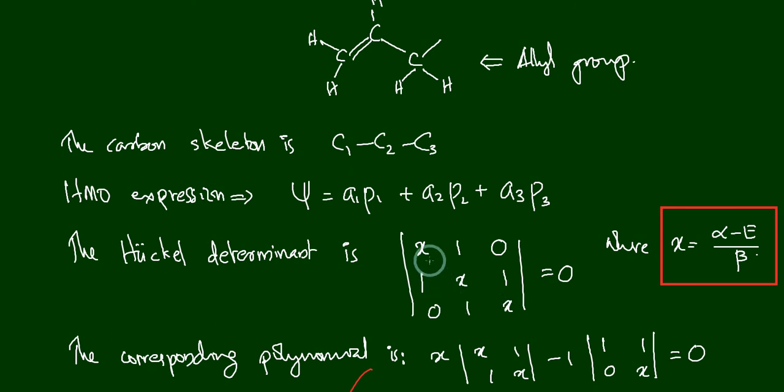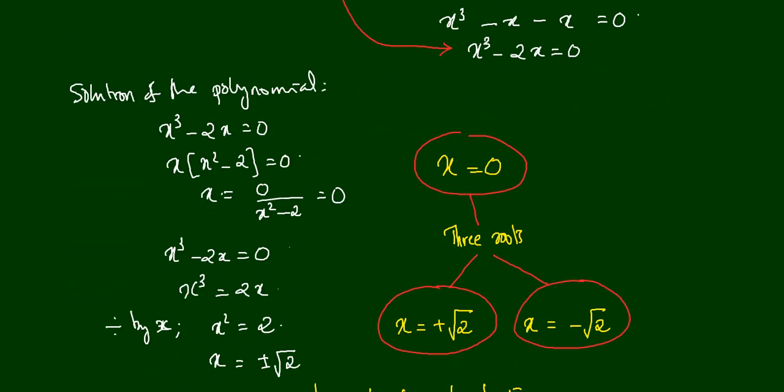The determinant here is x 1 0, 1 x 1, 0 1 x. That's why we have A1 x plus A2 is equal to 0, because this term is gone, is 0. The next equation is A1 plus A2 x plus A3 is equal to 0. The last equation is A2 plus A3 x is equal to 0. Okay, only those equations are written there.